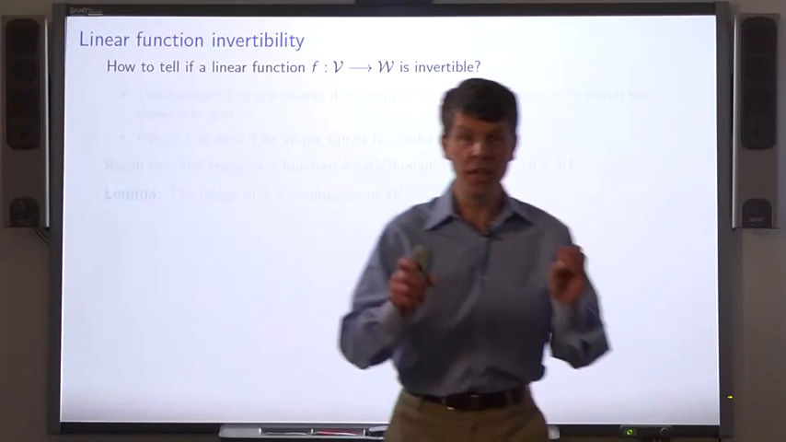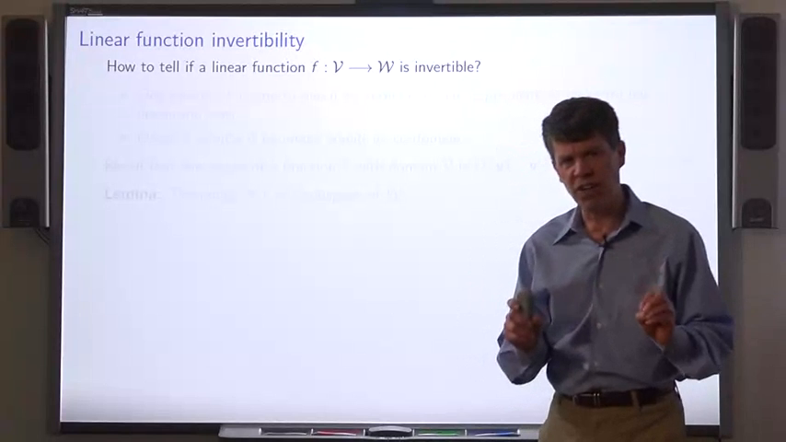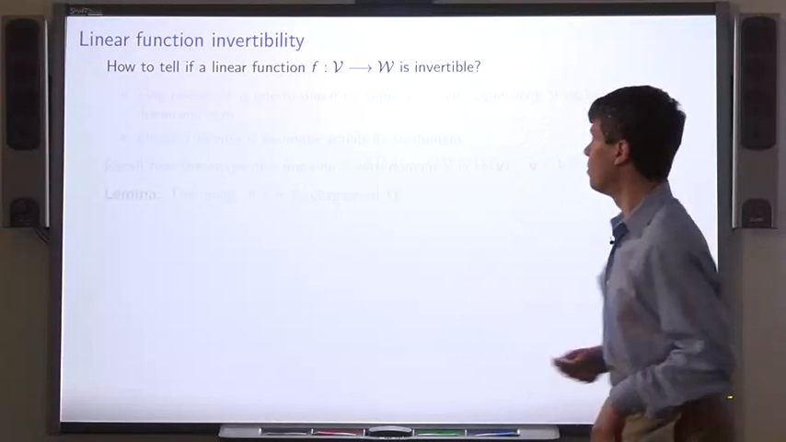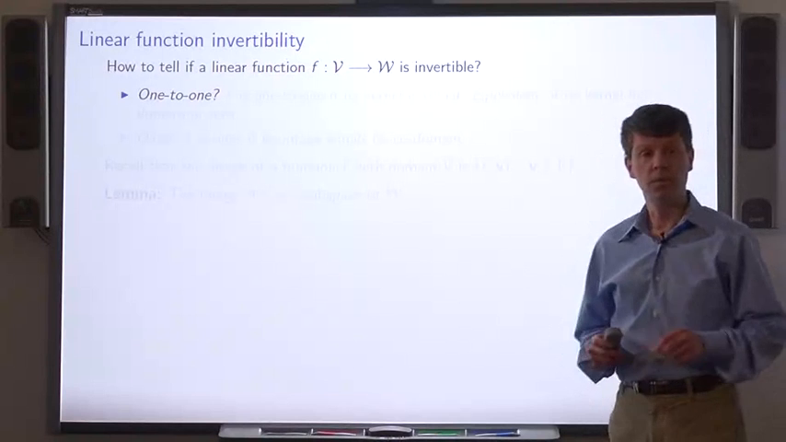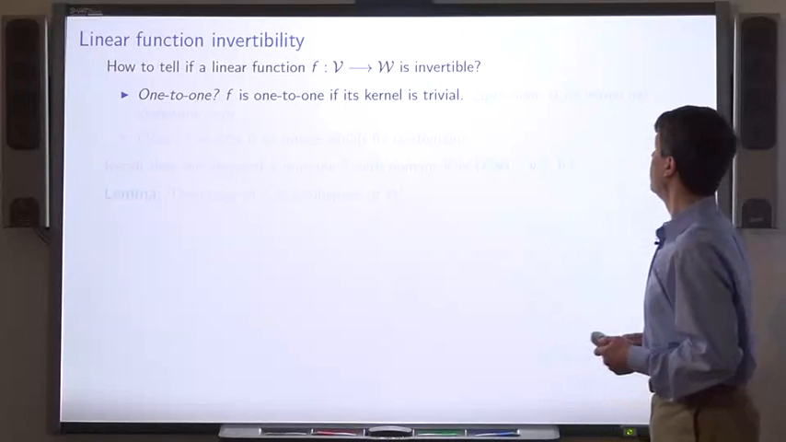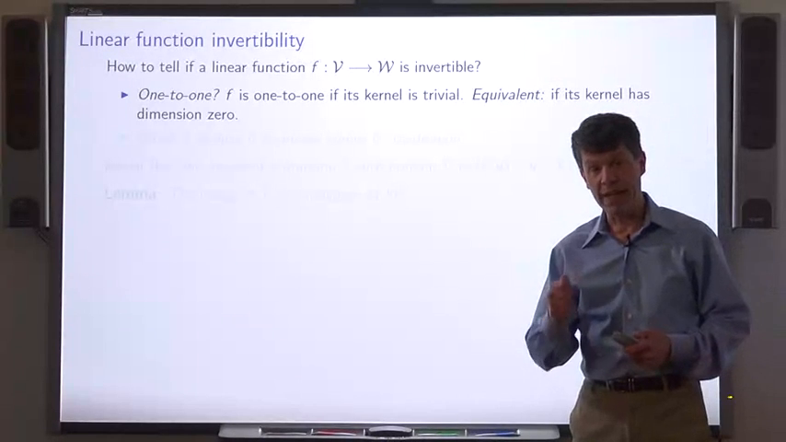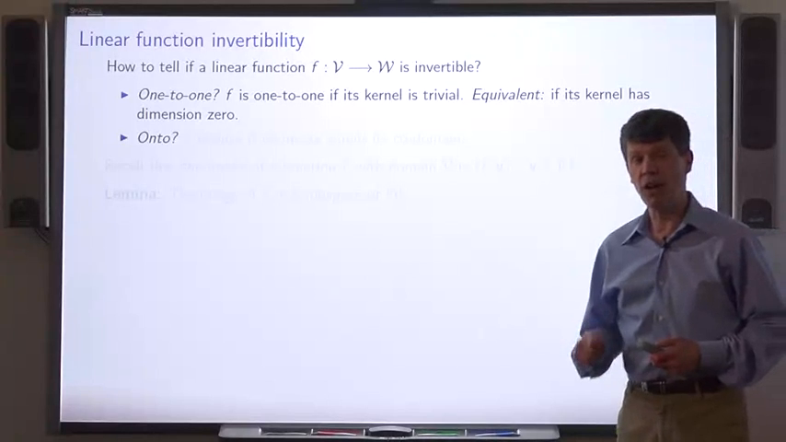Let's see how we can use arguments based on dimension to tell whether a linear function f is invertible. So we know a function is invertible if it's one-to-one and onto. A linear function is one-to-one if its kernel is trivial. That is, if its kernel has dimension 0.